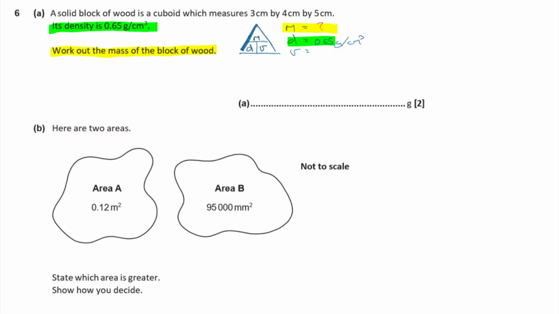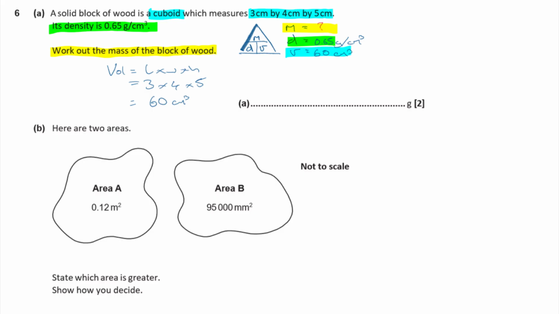Okay, finally, do we know the volume? Well, we've not been given the volume, but we've been given the measurements of the cuboid. A cuboid's volume is length times width times height, isn't it? And we know all those things because they were given in the question. So that's 3 times 4 times 5. 3 times 4 is 12, times 5 is 60, isn't it? So that's 60 cubic centimeters. So that's our volume.